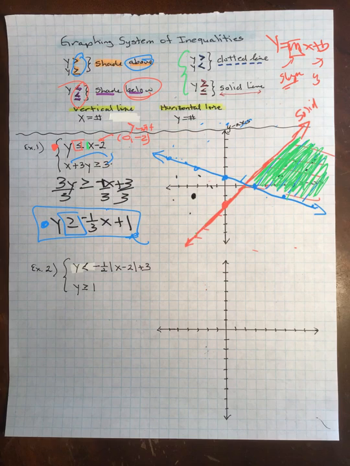So if you were to pick a point in the shaded region and plug it into both of these equations, it would make both of them true. So any points in this region will make both of those equations true. So these are the solutions to the system, right? So that's the solution to the system. Okay, let's look at the second one.